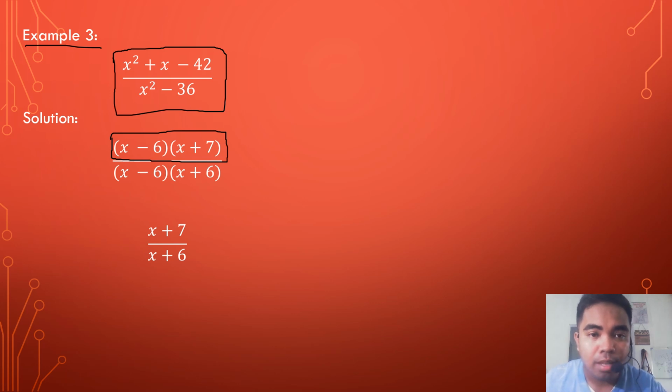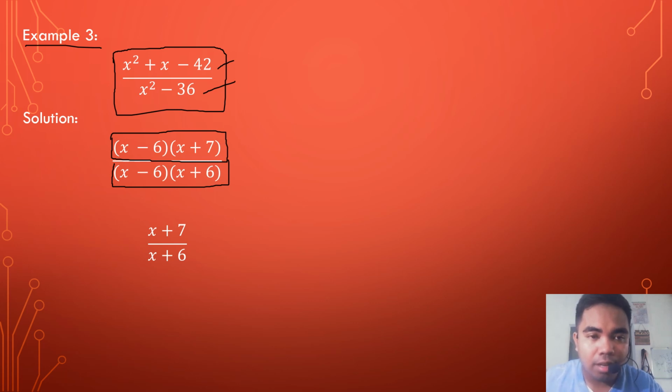Sa taas po ito. Ang sa baba naman, x squared minus 36. So difference of two squares, we're going to square both terms. Square the first term and then we're going to square the second term. So yung magiging resulta is meron tayong x minus 6 and then x plus 6. So if we're going to check this one, we're going to use FOIL method also.